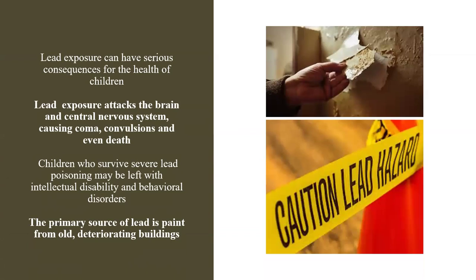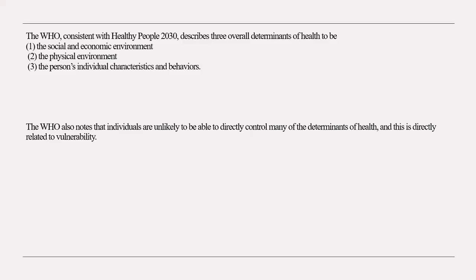Lead exposure can have serious consequences for the health of children. Lead exposure attacks the brain and the central nervous system. It can cause coma, convulsions, and even death. Remember that the primary source of lead paint is those old deteriorating buildings. Children who survive severe lead poisoning may be left with intellectual disabilities and behavior disorders.